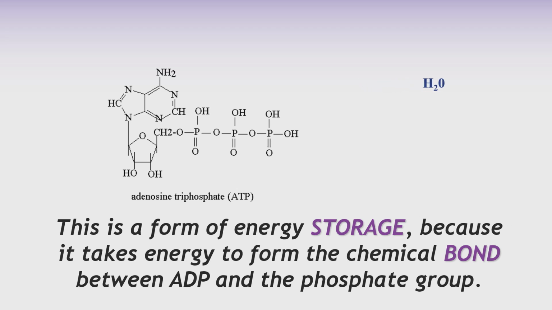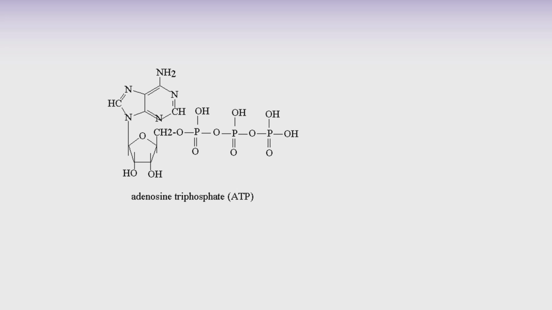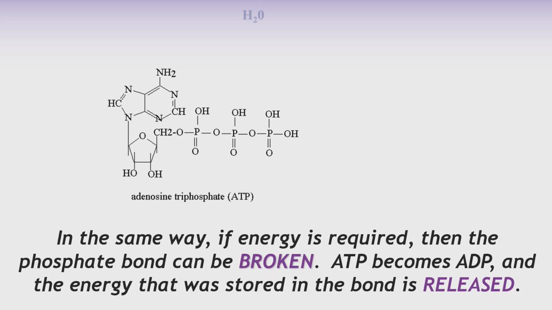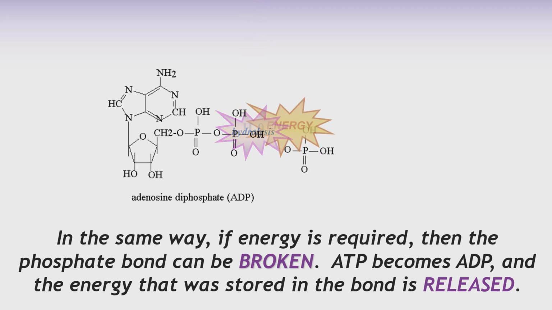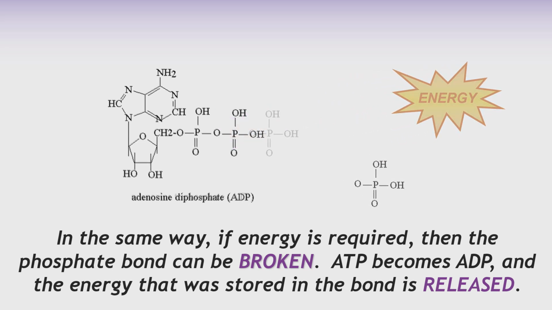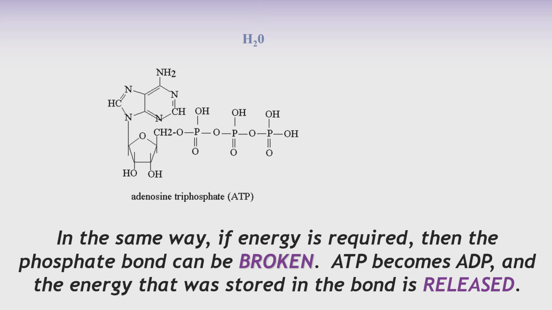Now, in the same way, if energy is required, then instead of making a phosphate bond, we can break it. How do we break it? We put a water in, hydrolysis, and look what comes out. Not only does the phosphate group come out, but we release some energy. ATP becomes ADP, and energy that was stored in the bond is released.